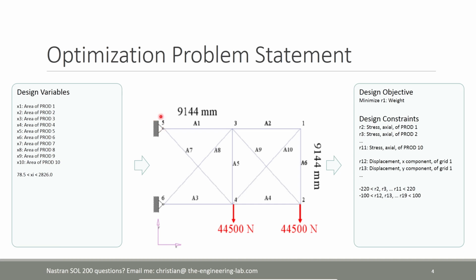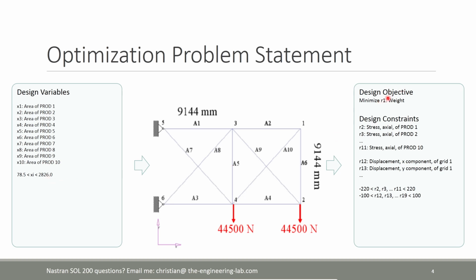This is the first thing you should have with any optimization problem. You should clearly define what your variables are. Here, the variables are going to be the cross-sectional areas for each member of the truss. We're going to allow the variables, or the areas, to vary between 78.5 and 2,826.